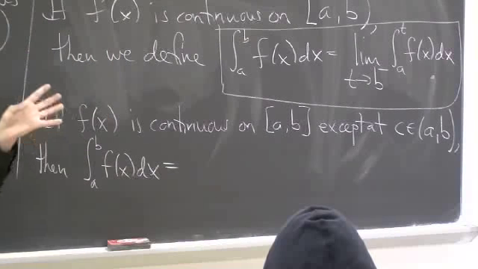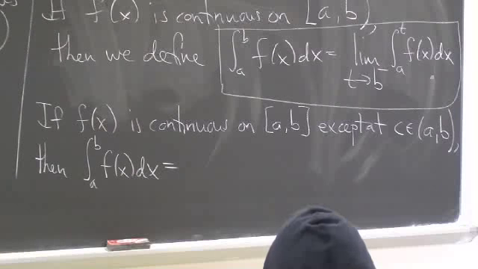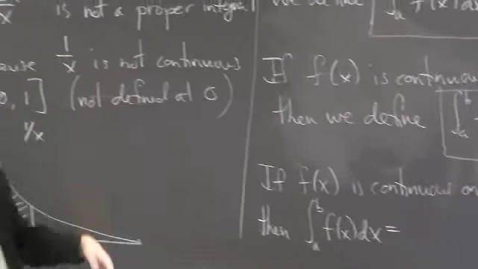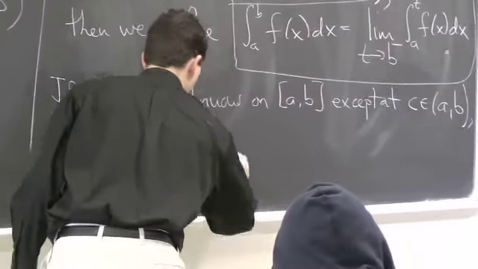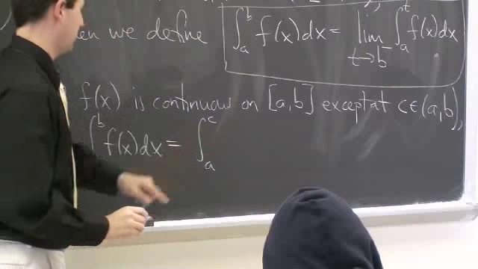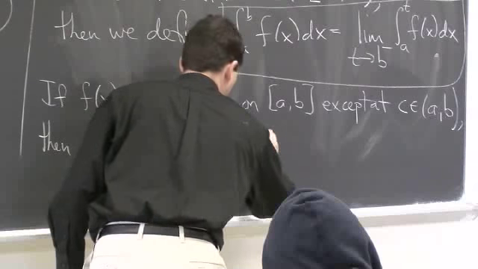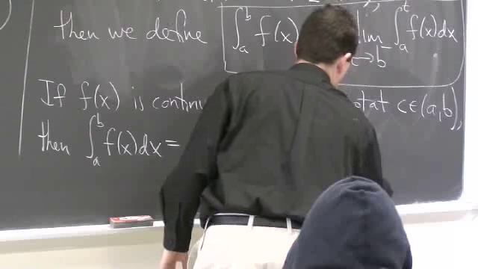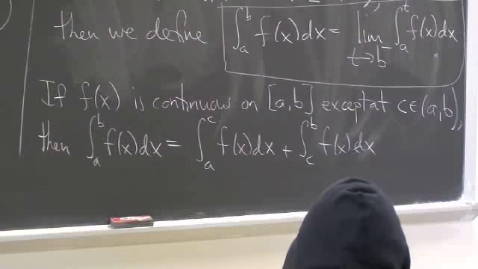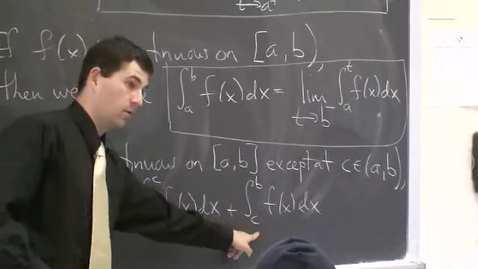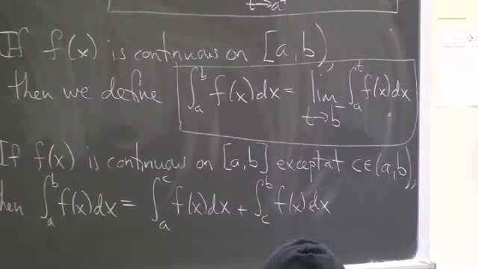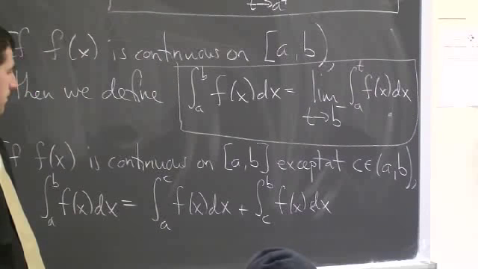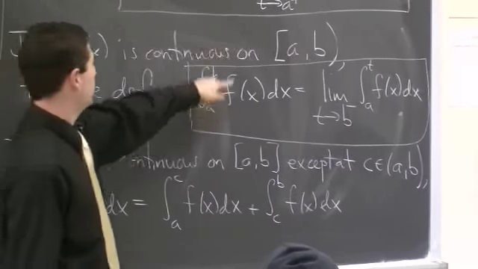This is very similar to what we did when we wanted to integrate from minus infinity to infinity. We break it up into two integrals, one that goes from minus infinity to a, and the other from a to infinity. So here, we integrate from a to c, where c is this discontinuity, and then we integrate from c to b. The reason we do this is that each of these is again an improper integral, because the function is not continuous at c. But now we can revert back to these two definitions.